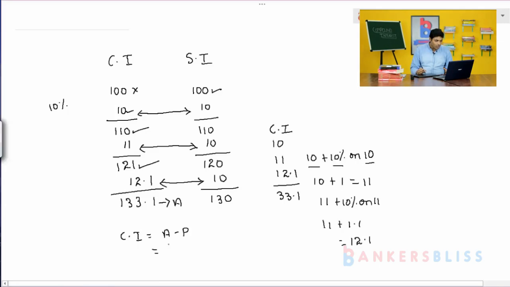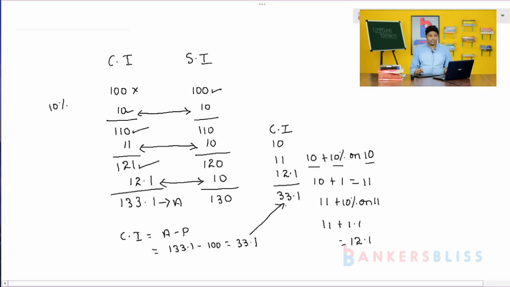So the amount is 133.1 minus the principal amount, that is 100. So at the end of 3 years the interest you got is 33.1. So individually also we have calculated, we got 33.1. So 33.1 is the interest amount we got after 3 years.